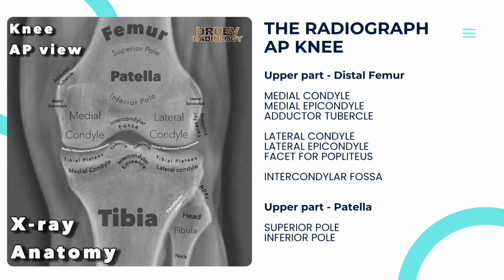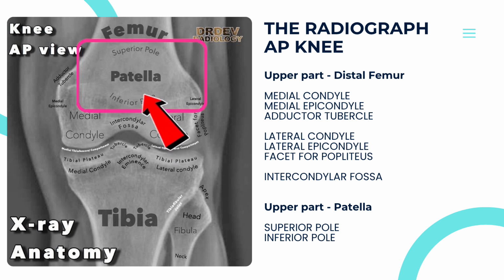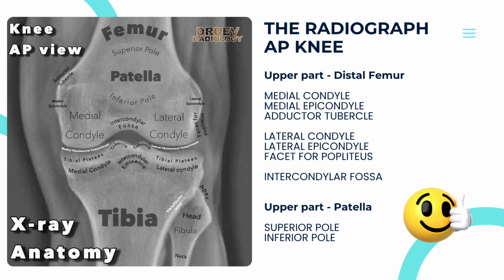And then we can see the adductor tubercle. It is located on the medial side and it serves as an attachment for muscle. Also, the facet for the popliteus is the muscle attachment site on the lateral side of the knee. And then we can see the intercondylar fossa, a deep notch between the condyles, visible clearly if properly exposed. The patella or kneecap is also seen. You should identify both the superior and inferior poles. In AP projection, the patella should be superimposed over the distal femur. Recognizing these landmarks is important to assess bone alignment and detect abnormalities.